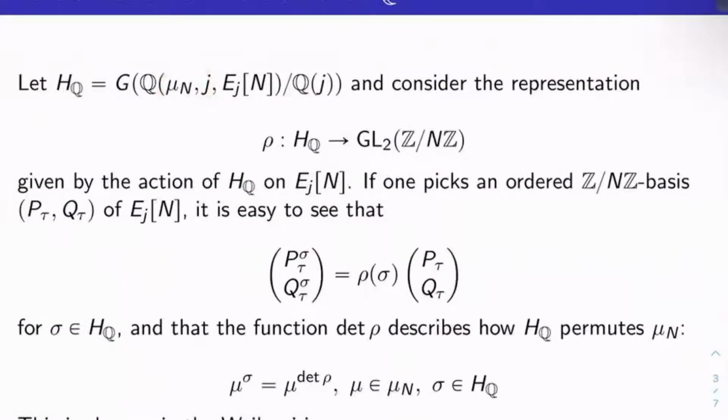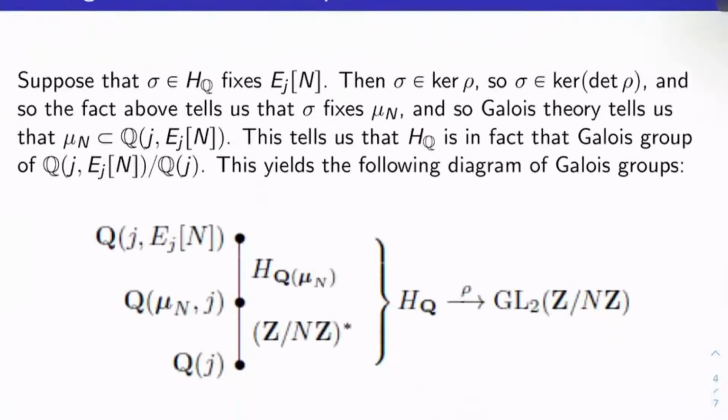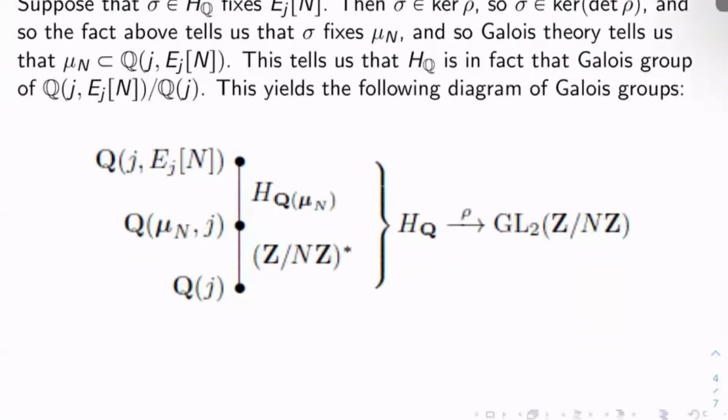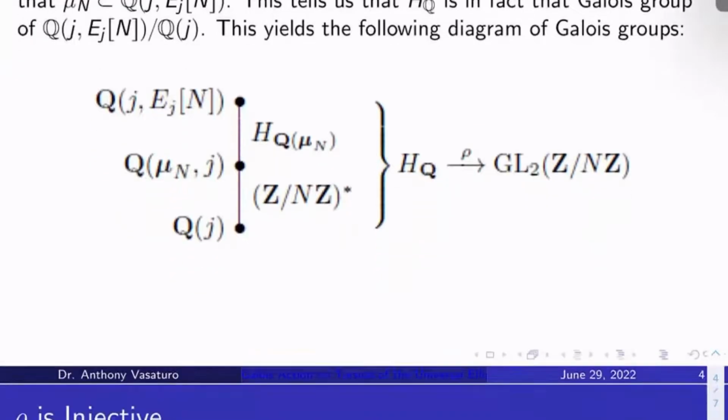No, the point was you adjoin mu sub n and then you show it's already here. It's already in this field to begin with still. Okay. Now, because of this fact, I can construct the following diagram of Galois groups. So I've got now kind of three interesting fields.